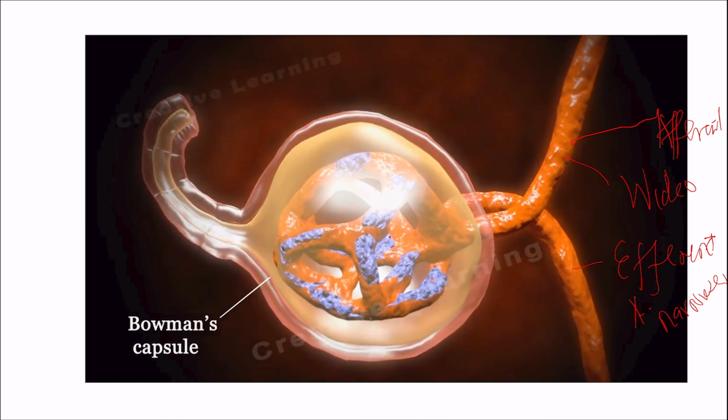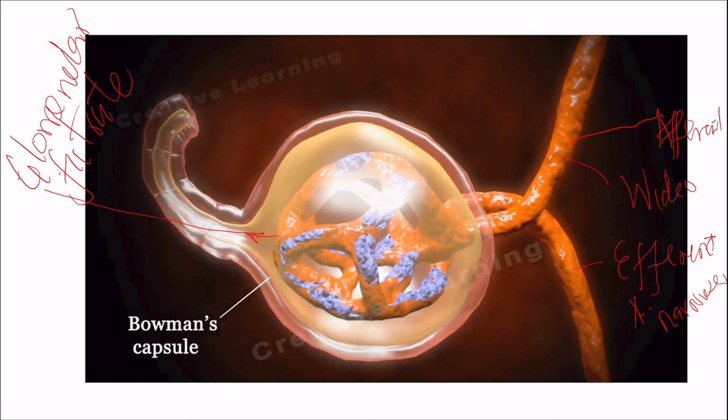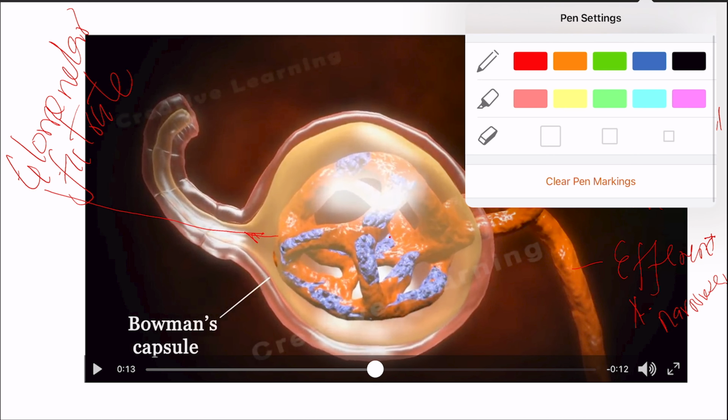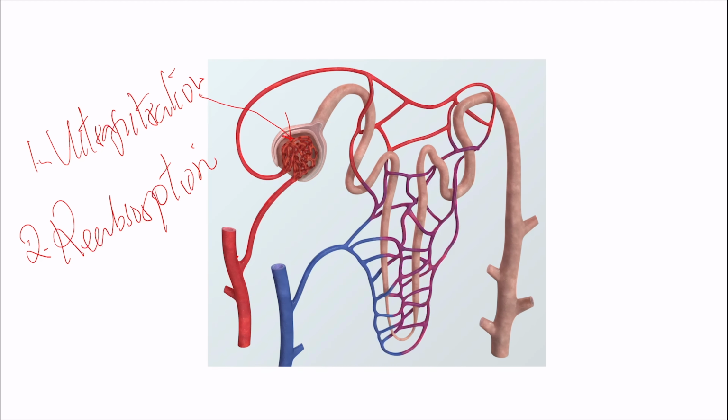Whatever filters into the Bowman's capsule forms the glomerular filtrate. So henceforth, we shall be talking of the glomerular filtrate. What happens then to the glomerular filtrate? From the Bowman's capsule, it is drained into the coiled tubule, the proximal convoluted tubule.